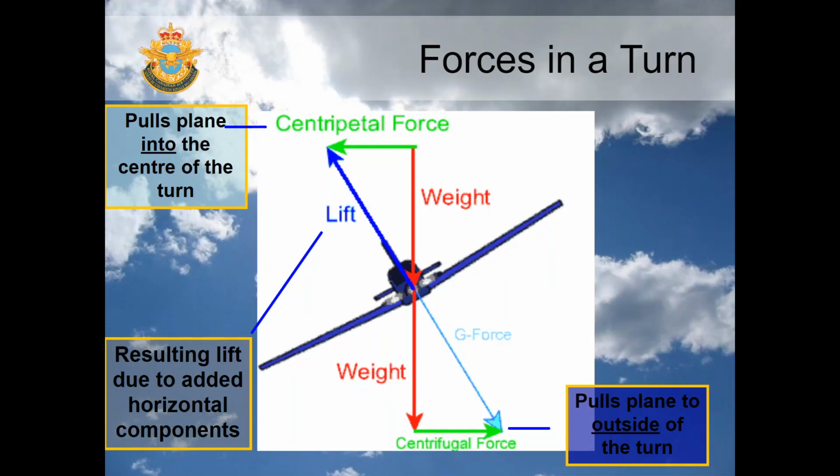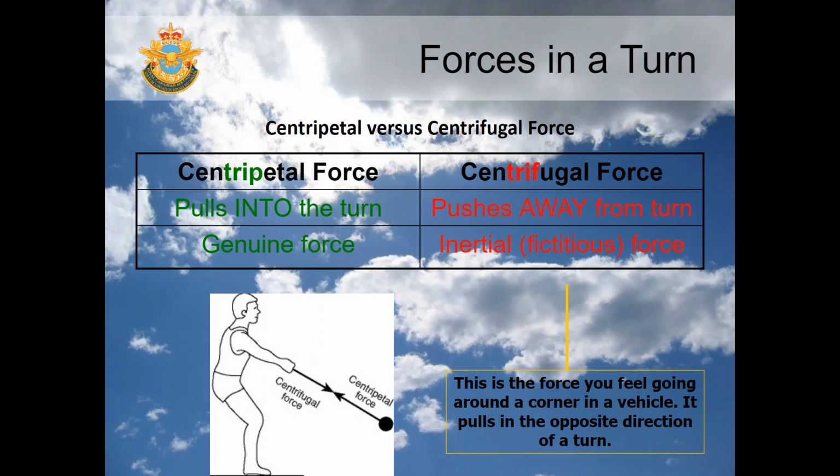To discuss the relationship of centripetal and centrifugal force, we're going to go to the next slide. Centripetal force pulls the object into the turn, while centrifugal force pushes you away from the turn. Centripetal force is a genuine force, so the aircraft is physically moving you into the turn, while centrifugal force is an inertial force. We can experience centrifugal force when we're driving down the road. While the car is making a turn, you can sometimes feel your body, especially in a sharp turn, moving outside of the turn. That feeling of movement in the opposite direction of a turn is called centrifugal force.